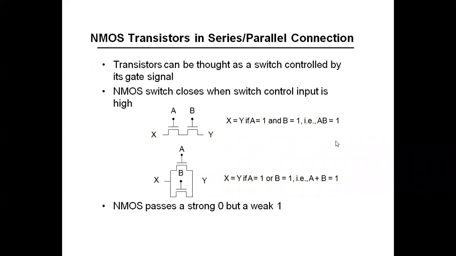So accordingly you have to combine these two so that the overall drawback of each can be compensated by the other. So this is about the NMOS transistor, where it is connected in series or parallel fashion.